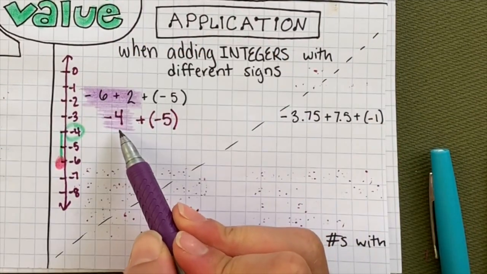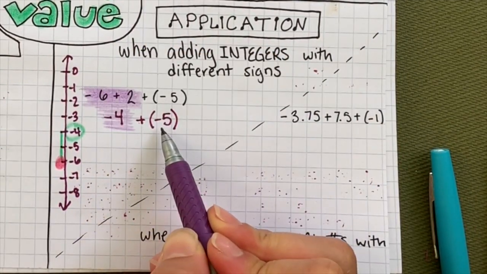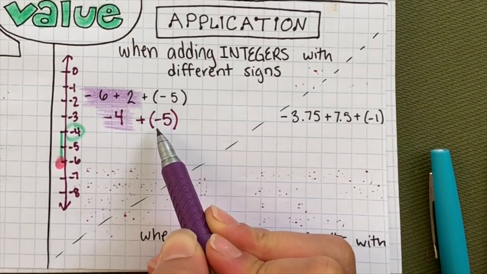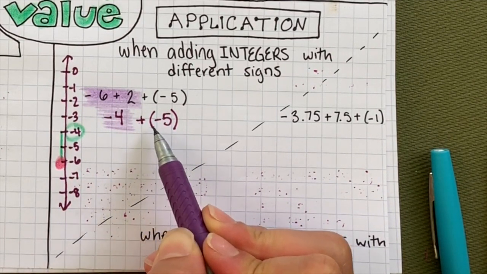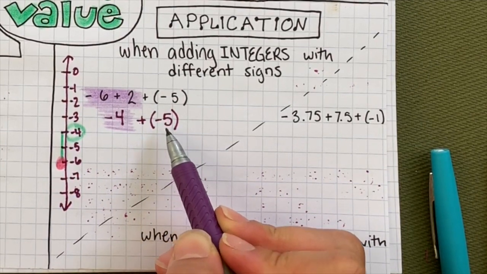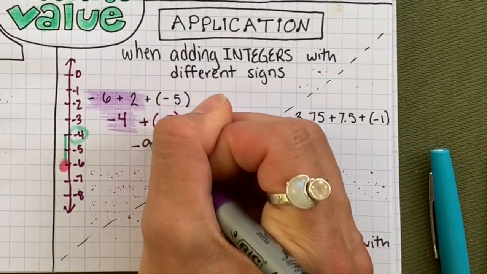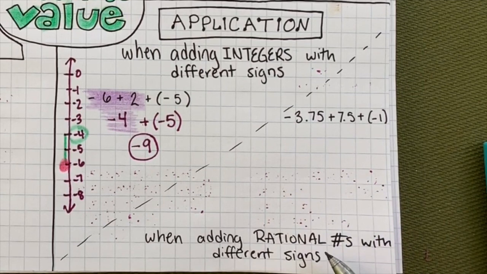We don't need absolute value to find the sum of 2 integers with the same sign. They stack on top of each other in the same direction. So -4 plus 5 more negatives stays negative. It is -9. Finding the sum of rational numbers with different signs is another opportunity to use absolute value.